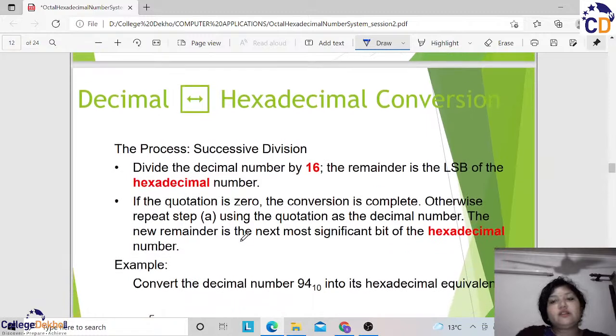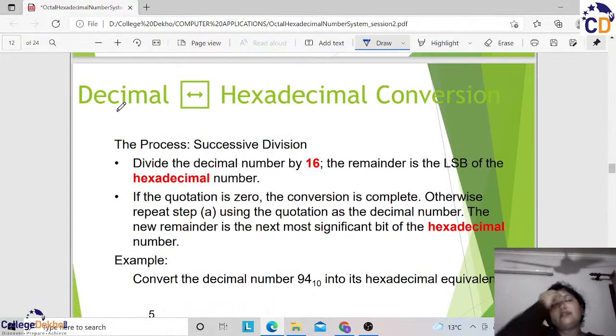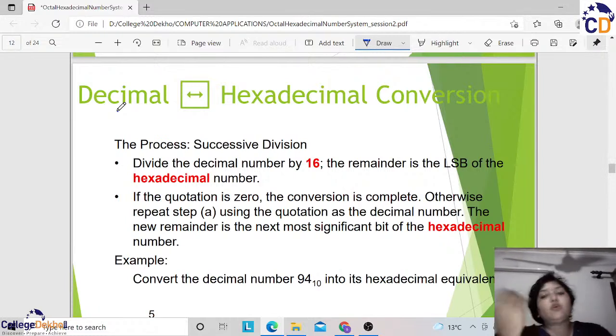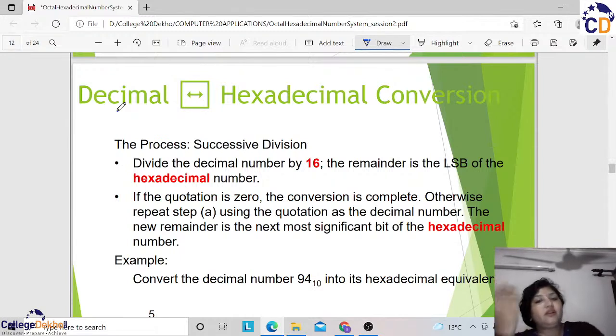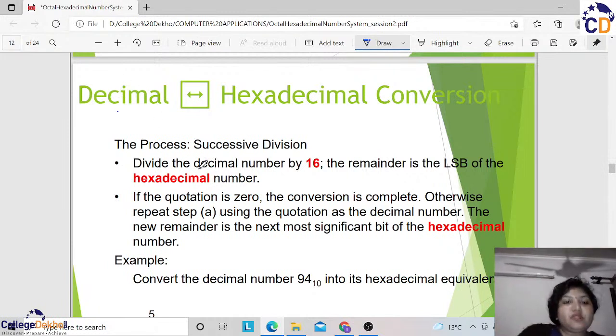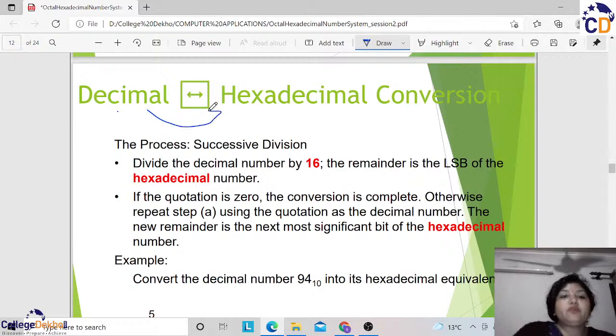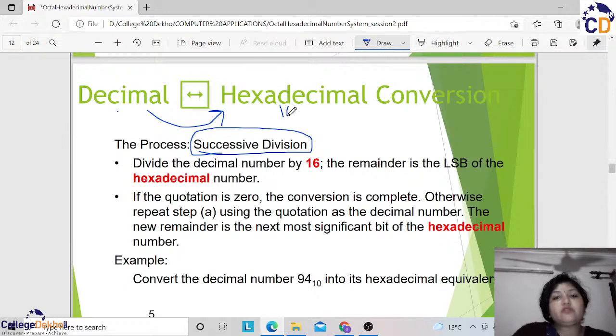Now let us take another example of how we can convert. We have taken two examples of octal numbers, how to convert from decimal to octal and then octal to decimal. Now let us take another example, converting decimal to hexadecimal, and again hexadecimal to decimal. Let us see the process. I told you, whenever we convert from decimal to hexadecimal, we will be using the division concept.